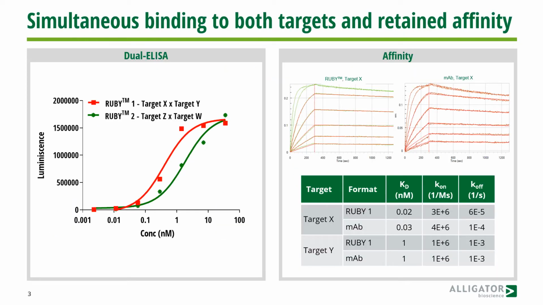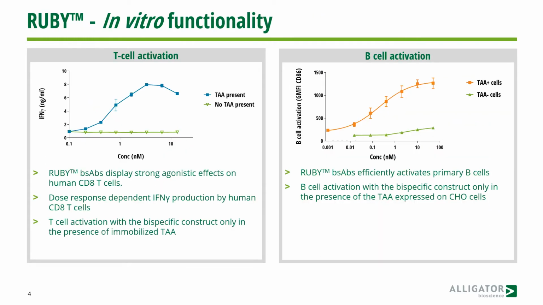We have produced some bispecific antibodies using this format and several evaluations have been made. To start with, binding was assessed using ELISA and Octet, where we show good binding of RUBY bispecific antibodies, similar to that of the monoclonal antibodies. We have also been able to show that RUBY bispecific antibodies are able to activate T cells and B cells only in the presence of tumor-associated antigens.